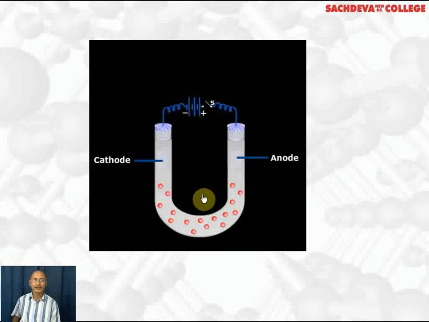Next, we are taking electrophoresis. Electrophoresis is the process in which colloidal particles move towards oppositely charged electrodes. Here in a U-shaped tube, we have taken colloidal particles in a dispersion medium, and we are passing electric current. This side we have the cathode, this side we have the anode. Let us see what will happen when electric current is passed.